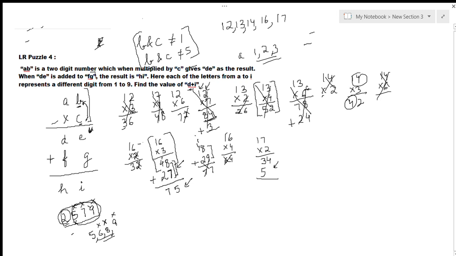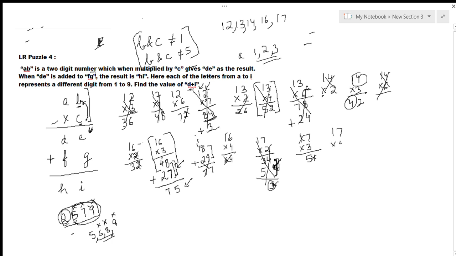Now, can I write 6 over here? 4 plus 6, 0. Not possible. 6 cannot be written over here. Can I write 8 over here? 4 plus 8 will give me last digit as 2. I cannot write 2 over here. Can I write 9 over here? 4 plus 9 will give me last digit as 3. Cannot be done. So 17 into 2 cannot be done. Now 17 into 3, 51. Certainly not possible.